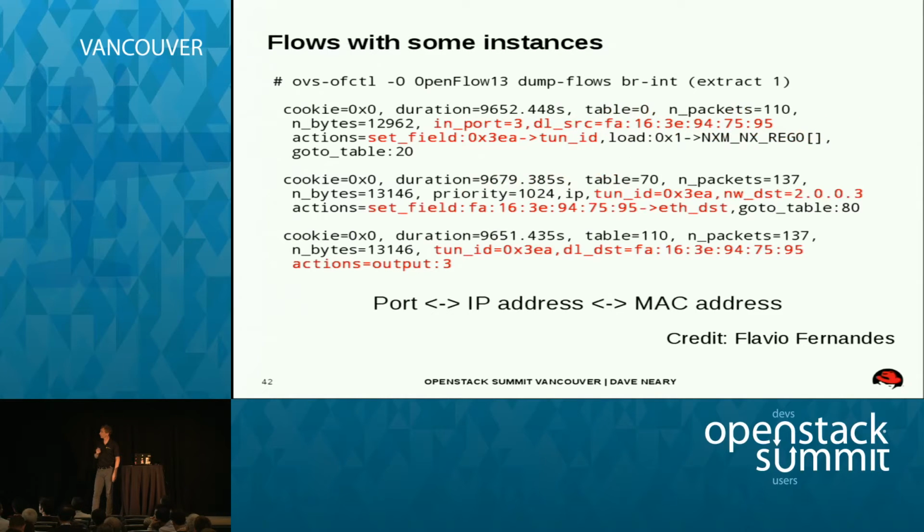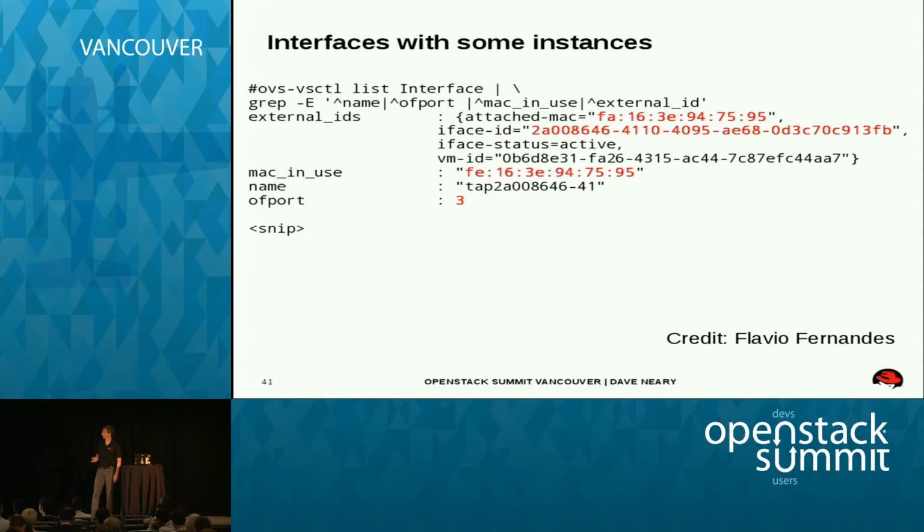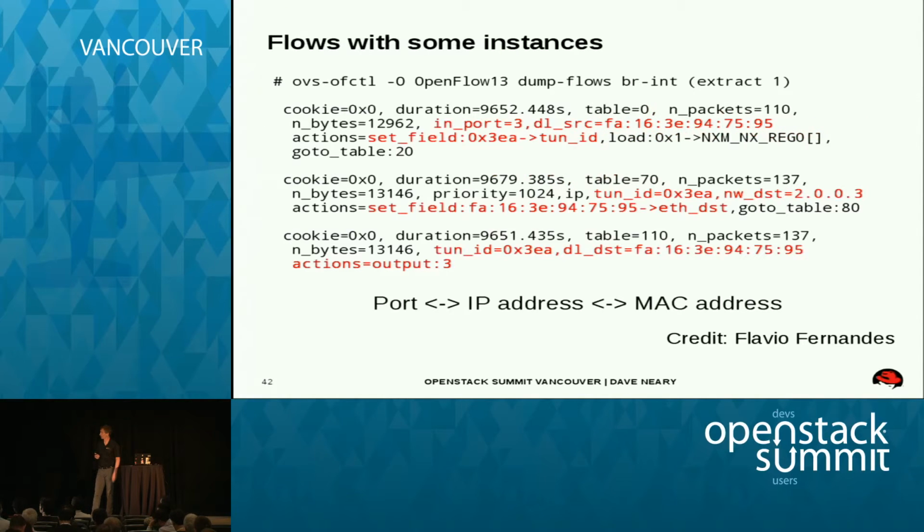And also the interface, so you can see the actual tap device there as well. If we look at the flow tables, the first thing here is if traffic is coming in on port 3 and its destination is this MAC address, which ends in 7595, then set the tunnel to 0x3A, so it's setting the VLAN or VXLAN ID. That's table 0. Table 0 is where all of the tagging gets done.